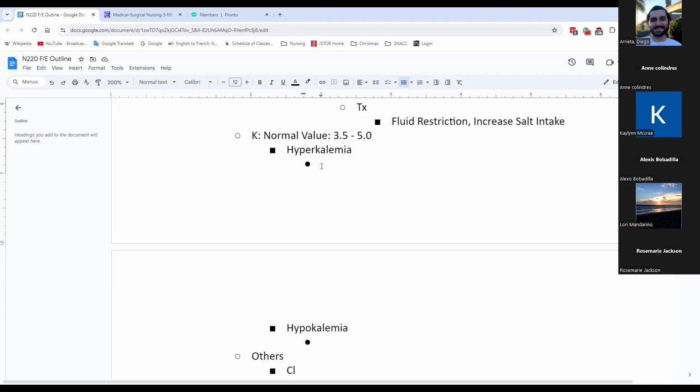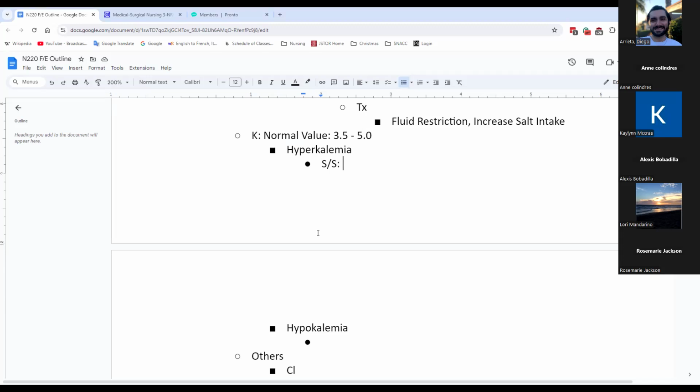So what are some signs and symptoms of hyperkalemia that we can all think about? Potassium doesn't follow water as well. Zach, it's the other way around. Water would follow the potassium. So water follows the electrolytes. Osmosis is all about water movement.